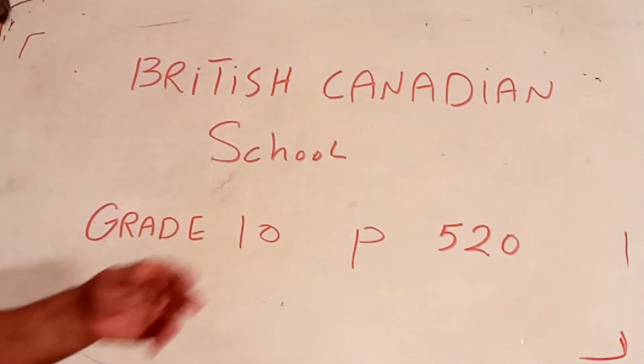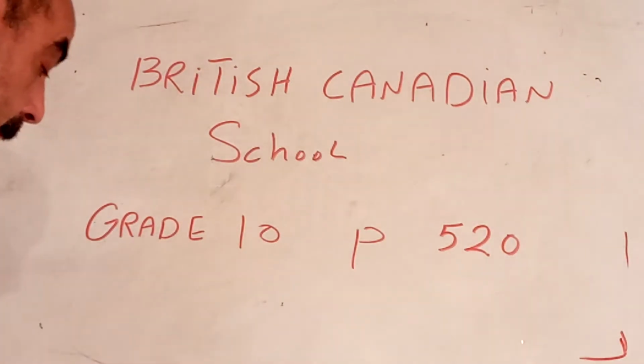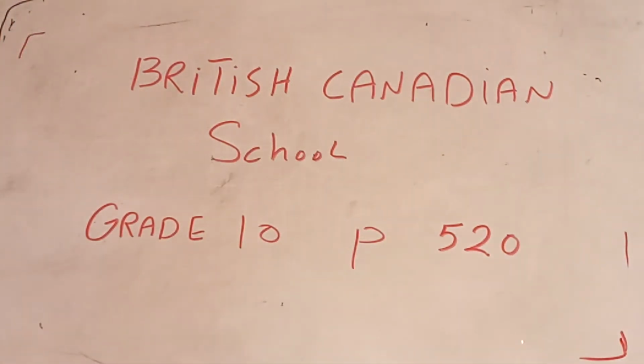Grade 10, page 520. Open your book on page 520. This topic is called line of symmetry. Line of symmetry is something easy, you just have to imagine it, but it does not have any equations. So you think it will be equations or derivation or something like that. It's just looking at your diagram.